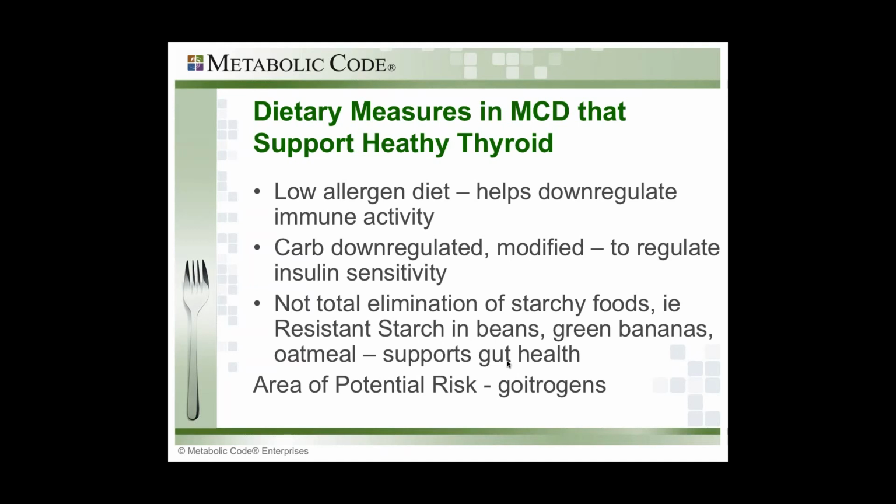So in the metabolic code diet, the measures that support healthy thyroid are the fact that we take the allergens out, and the fact that we downregulate our carbohydrate content, because I didn't get a chance to get into it a lot, but there's a lot of interplay between thyroid and insulin resistance issues. So if a person is insulin resistant, that thyroid binding globulin can increase and become a problem.